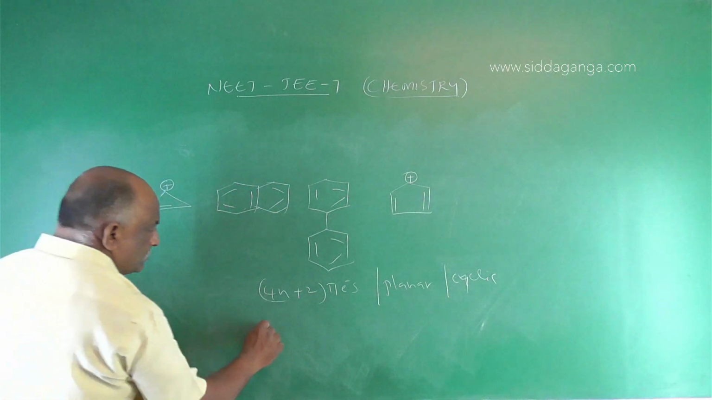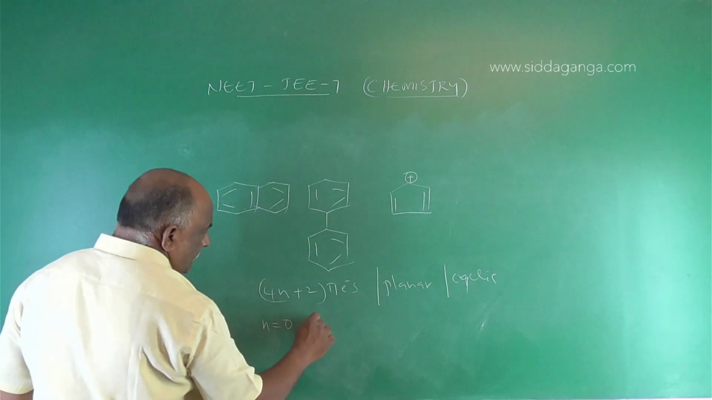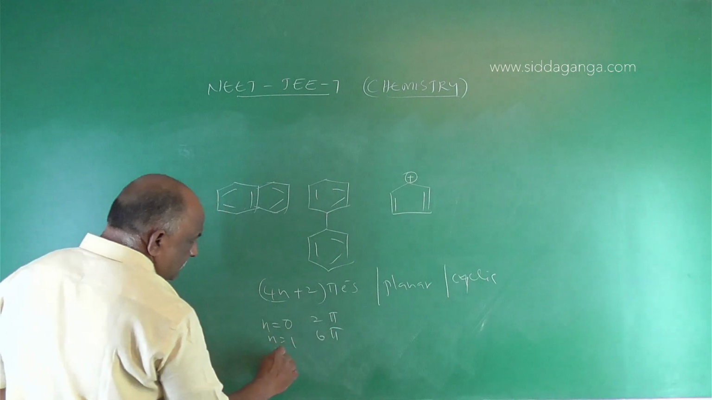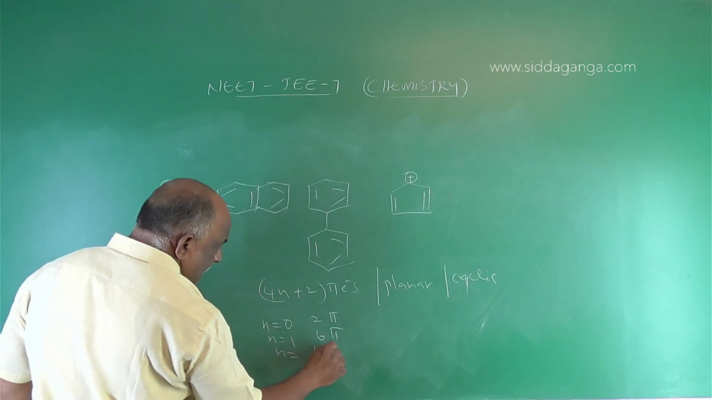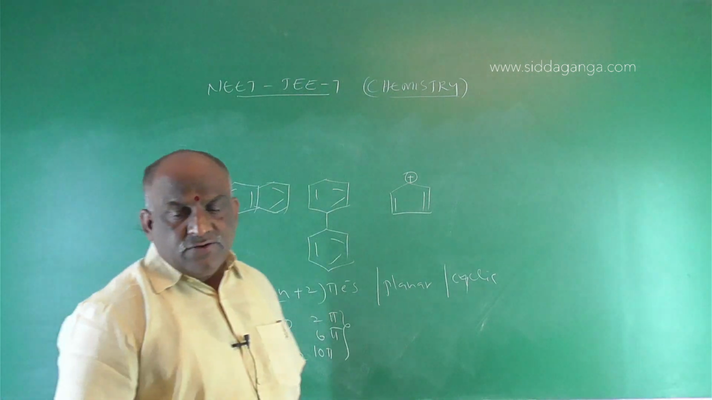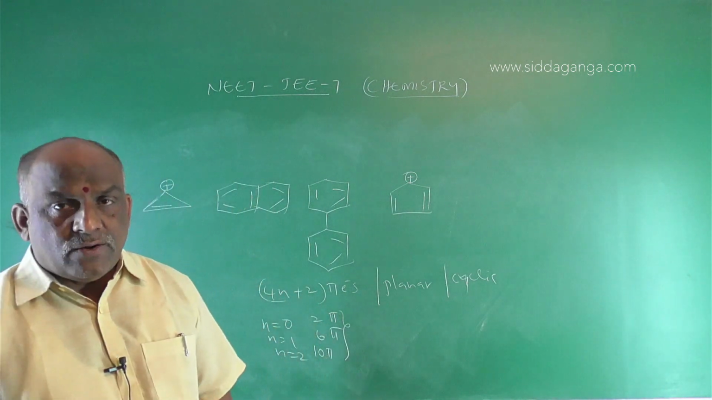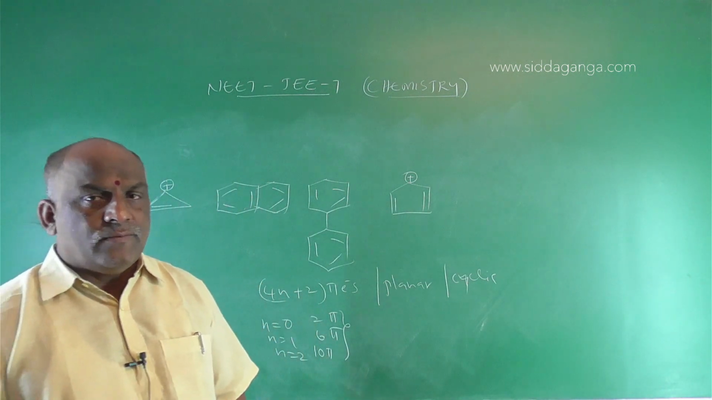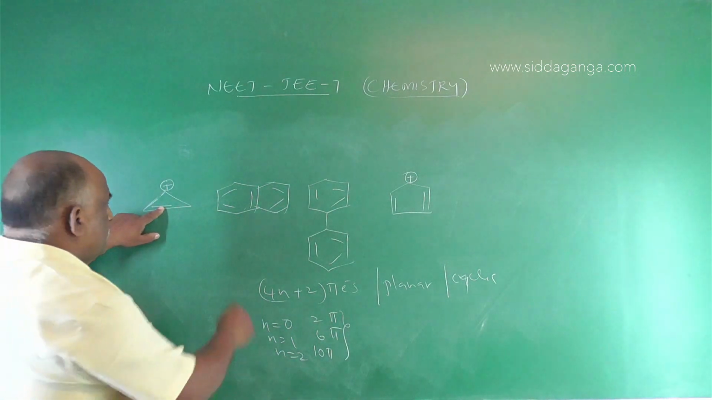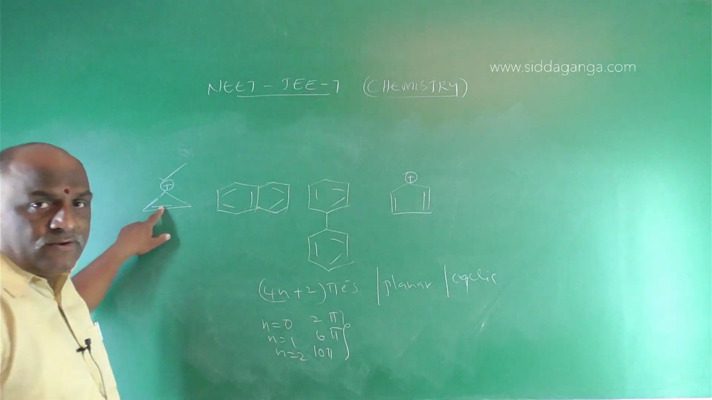Substitute n equals 0, we get 2 pi electrons. n equals 1, 6 pi electrons. n equals 2, 10 pi electrons. So if we observe 2, 6, 10 pi electrons, then the compound is aromatic. Otherwise, it is not aromatic. Here, how many pi bonds are there? 1 pi bond is there, so it is 2 pi electrons. So this is an example of aromatic.